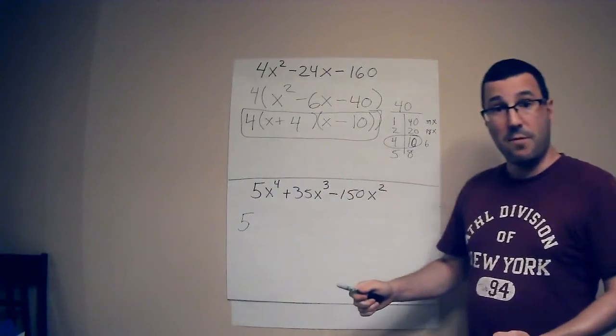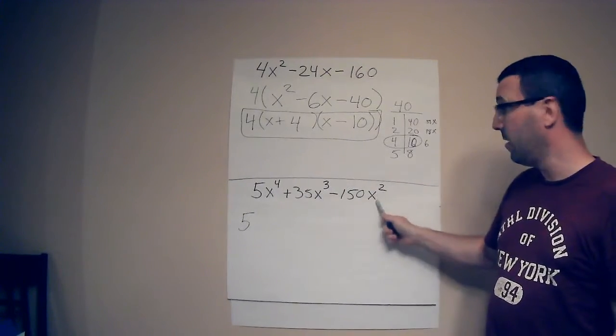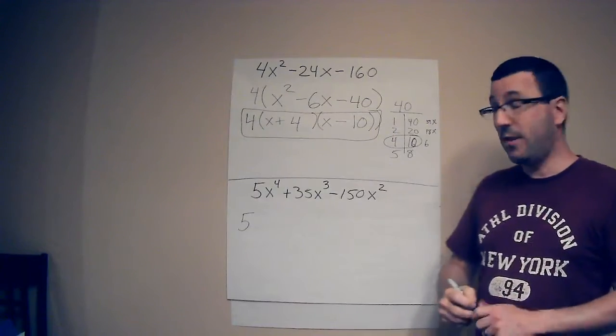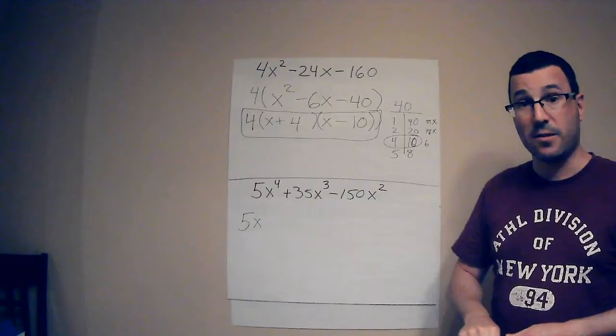Then I'm going to look at my variables. I got an x to the 4th, x to the 3rd, x squared. They all have an x. So I definitely have x as a greatest common factor.